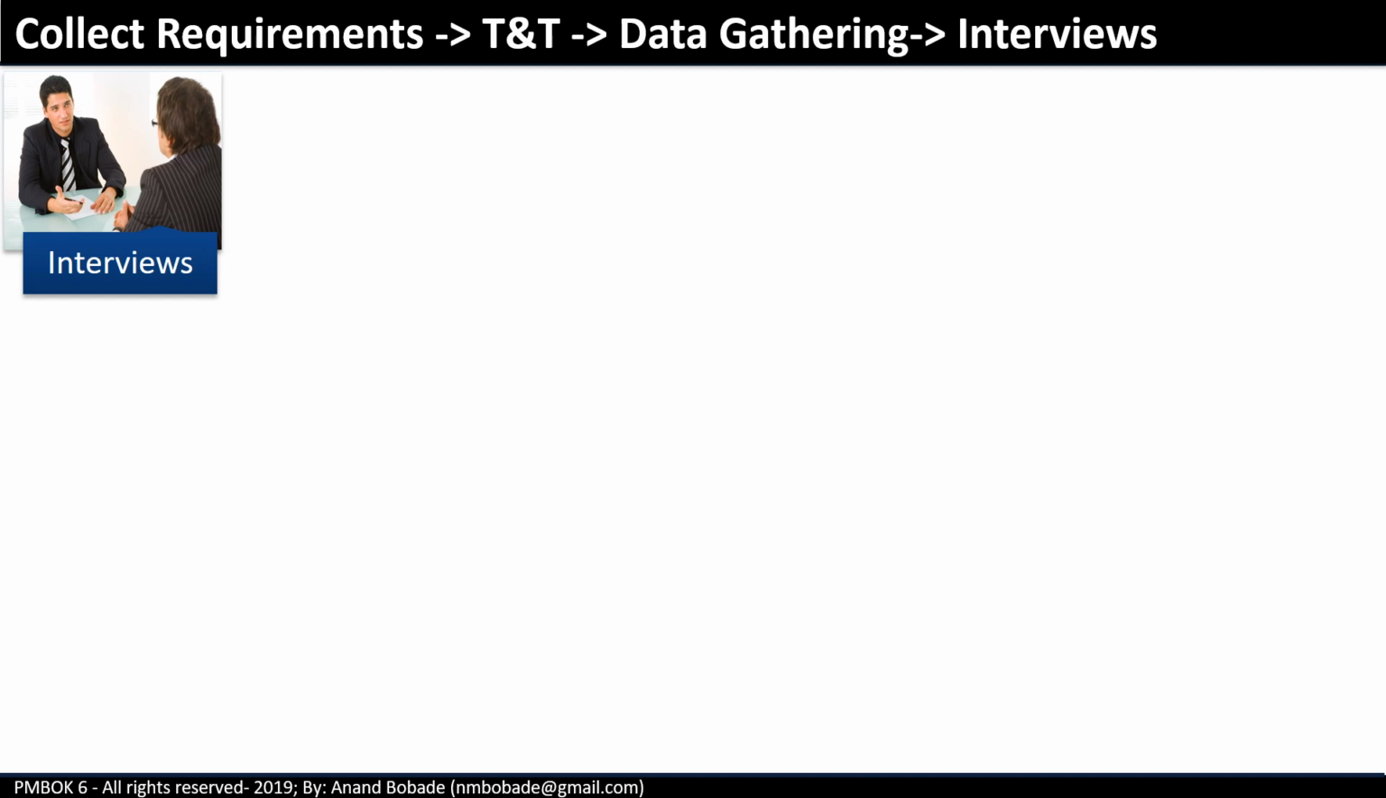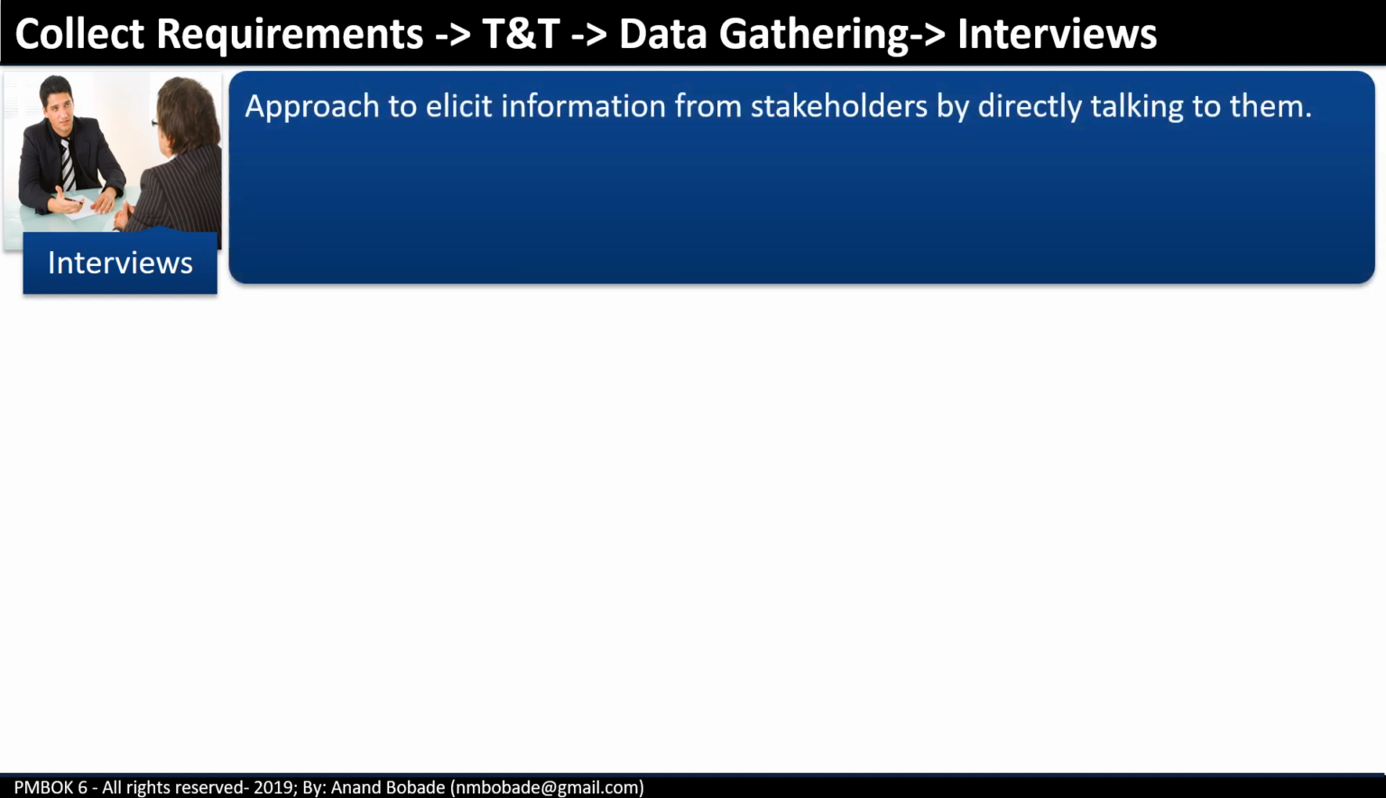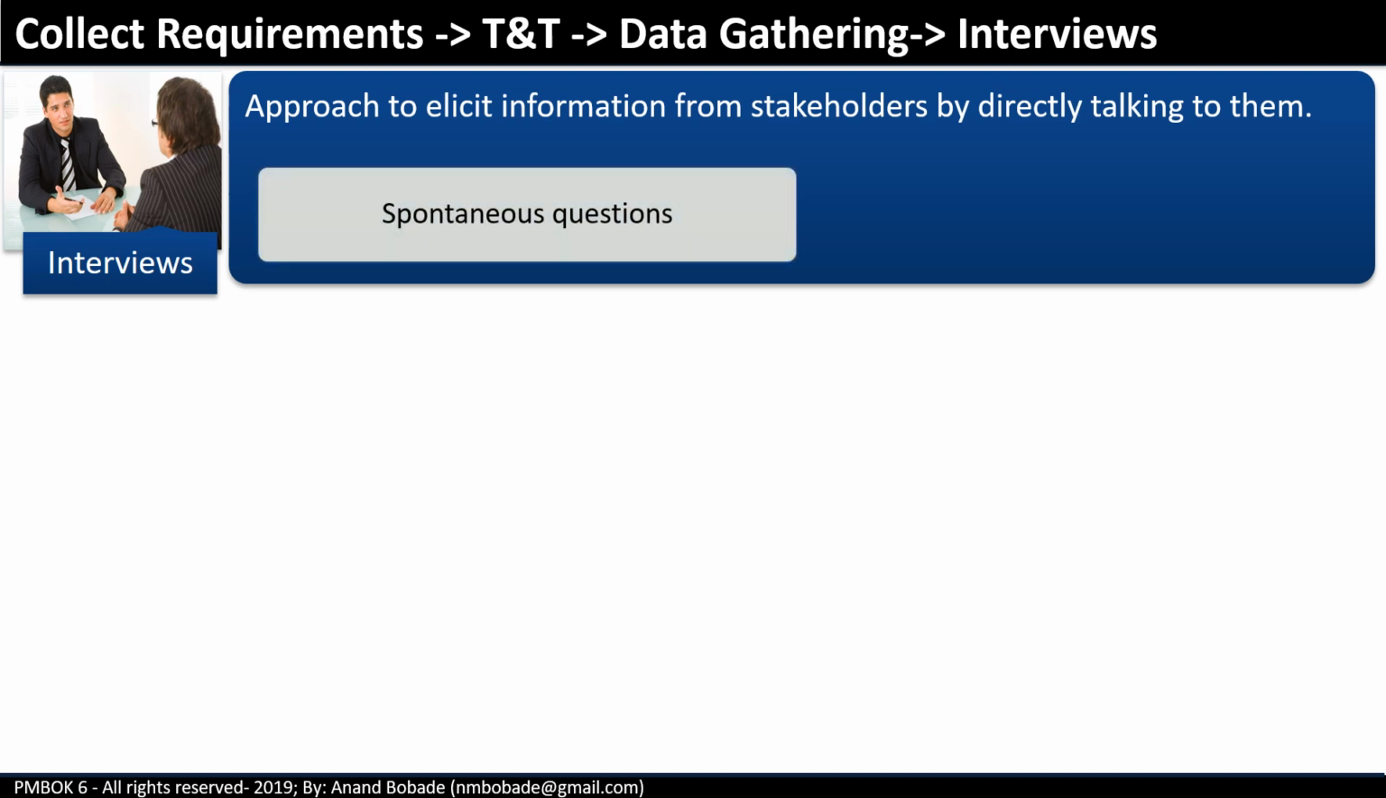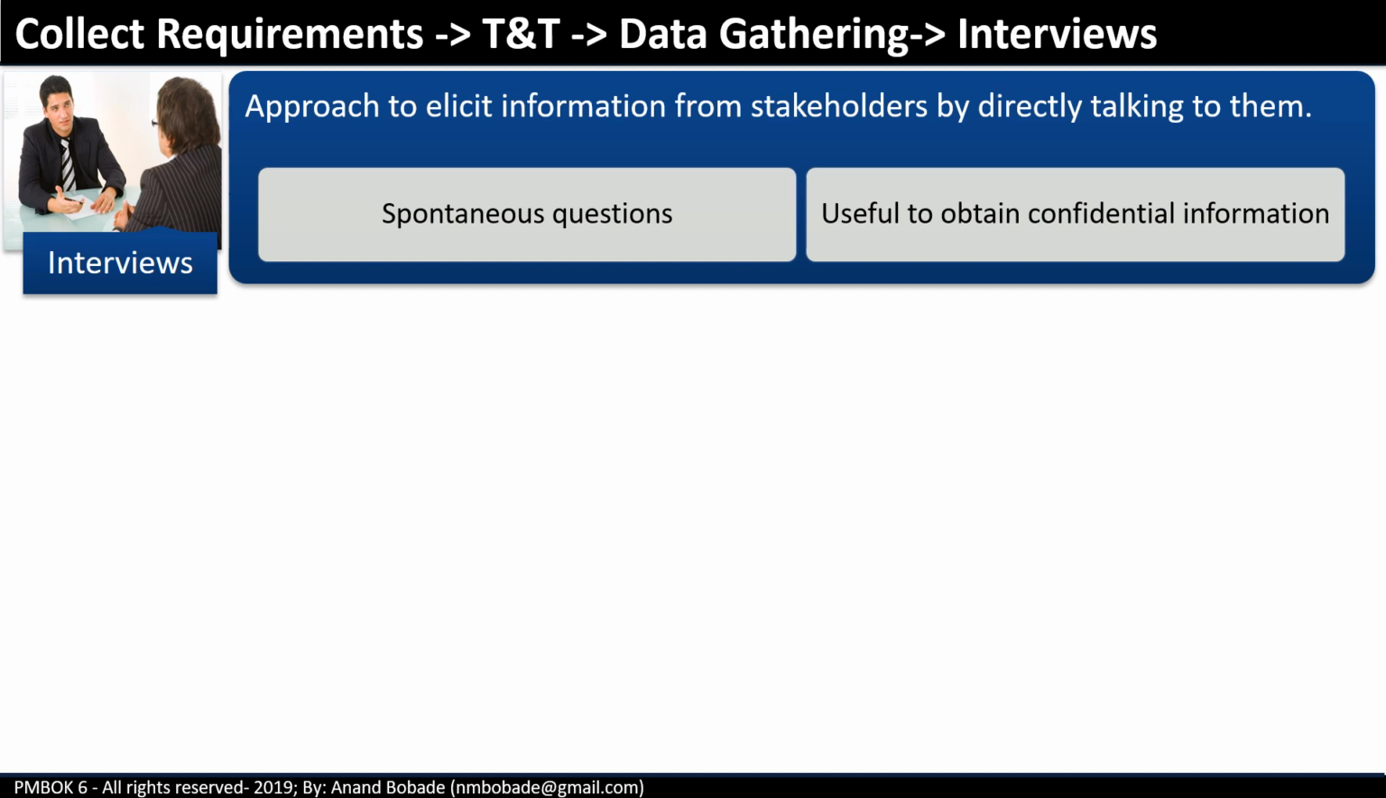Interviews. This is an approach to elicit information from stakeholders by directly talking to them. The PM will use pre-written and spontaneous questions. Interviews are useful to obtain confidential information. For example, in our finance upgrade project, the director is requesting to automate a business process in such a way that minimum human intervention is required, and this means it will result in reducing the department size. Now, this kind of information can be captured through one-to-one interviews.